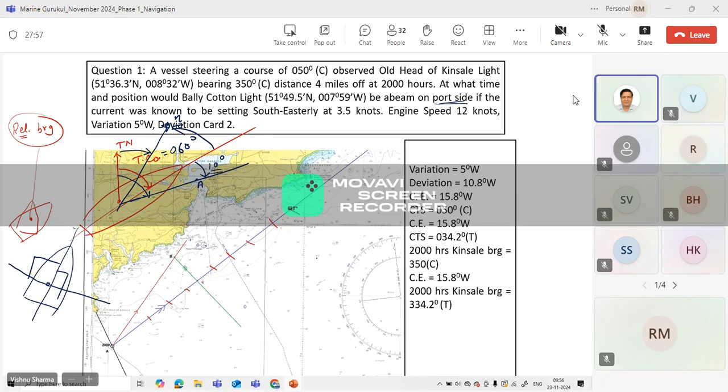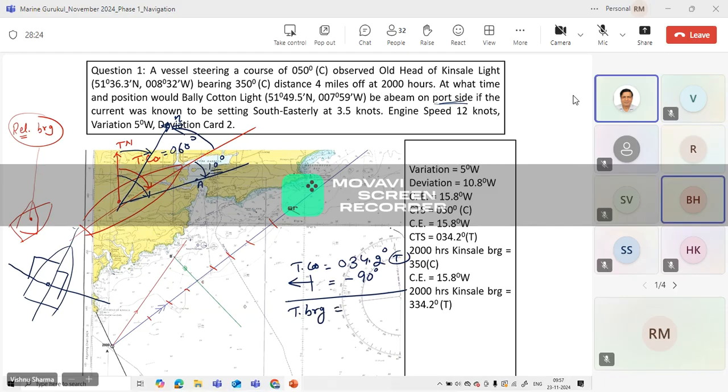So guys, the ship's true course is 034.2 degrees true. The vessel, you have a light which is going to be abeam on the port side. See the way I have put the arrow. It will be abeam on the port side. So what will you do for port side? You'll subtract 90 degrees. Am I right? Correct, sir. And this should give you the true bearing.